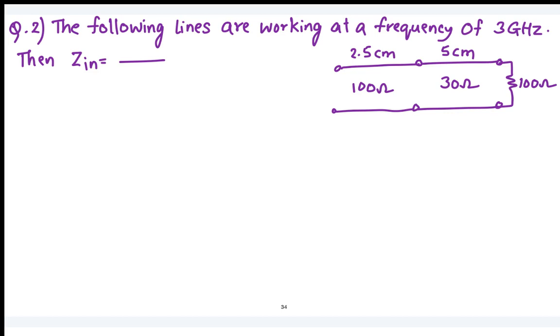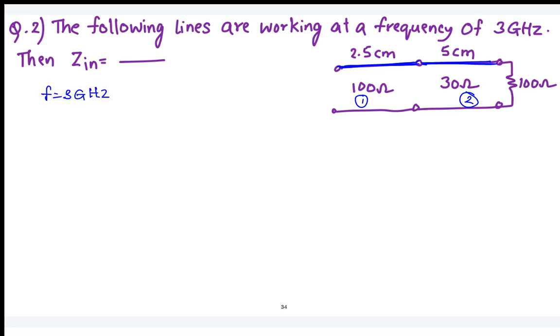The following lines are operating at a frequency of 3 gigahertz. Then find out the input impedance. So this is your first line and this is your second line. Here the length is straight away given, right? It is 2.5 centimeter or 5 centimeter. Let us try to express this length in terms of the wavelength. So for that, what is the frequency given? 3 gigahertz.